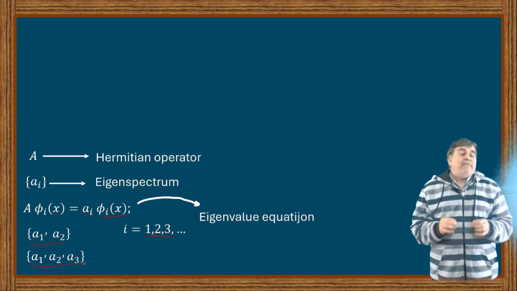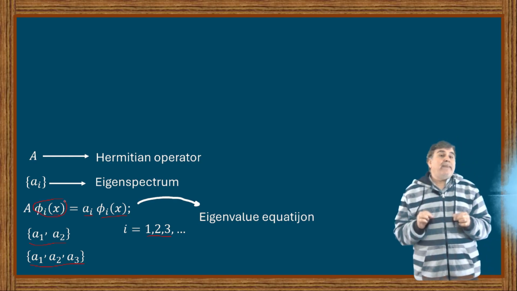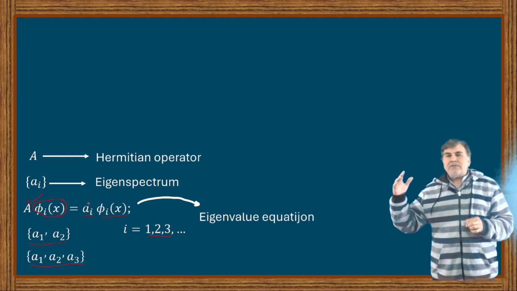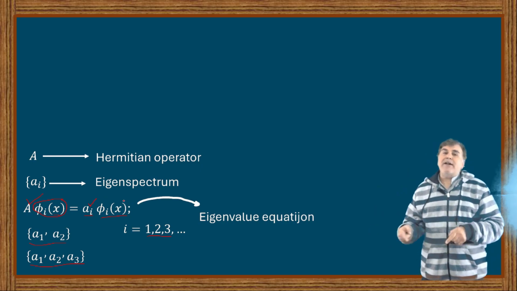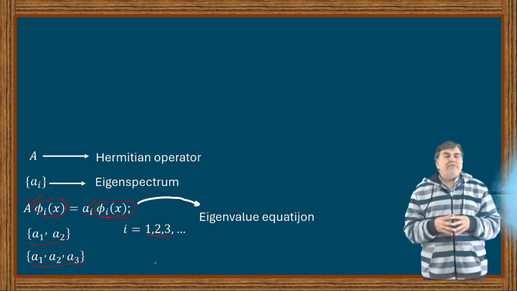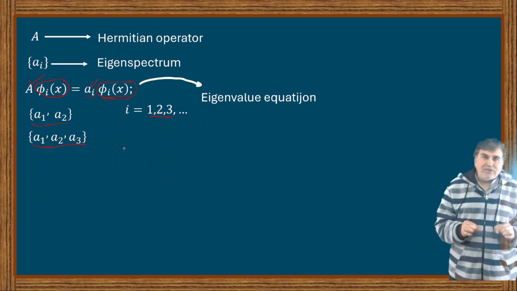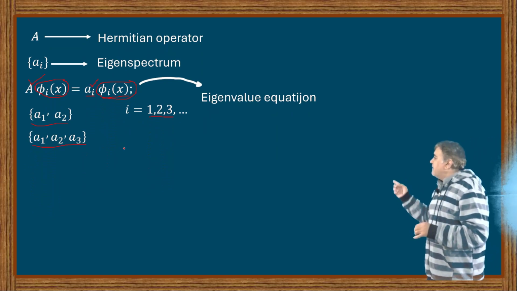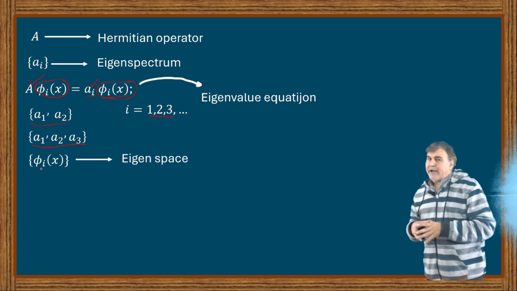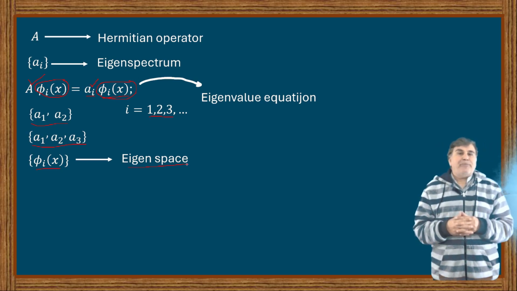The function phi sub i of x is a special function in the sense that when it is acted upon by the operator A, it gives rise to a multiplicative number and reproduces the same function. Such functions are called the eigenfunctions of the operator, and the set of eigenfunctions, which I am writing here as phi sub i of x enclosed inside the curly brackets, is called the eigenspace of the corresponding operator.